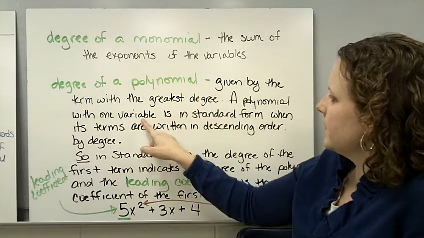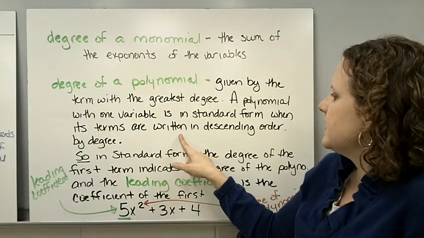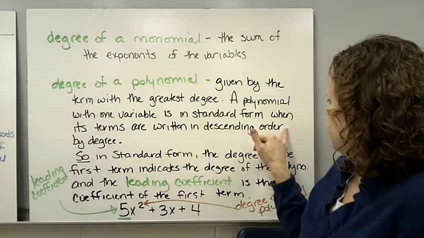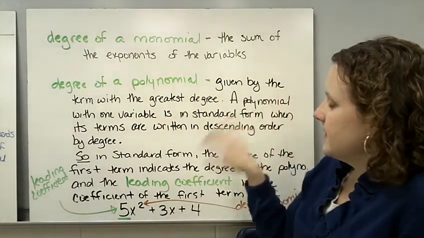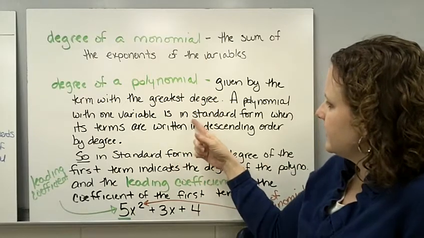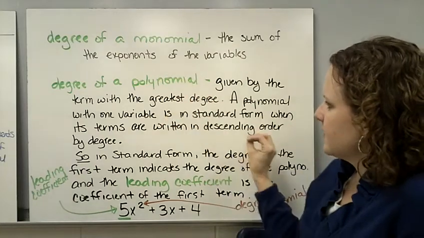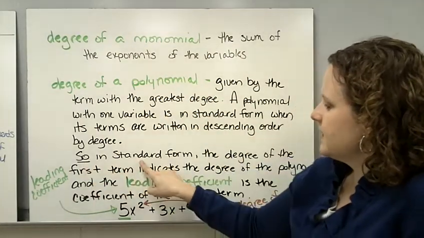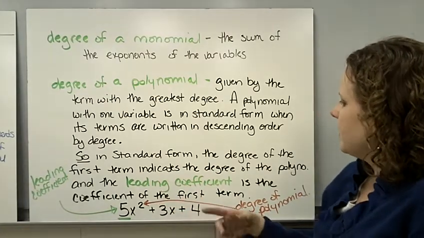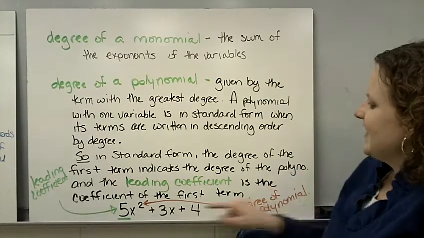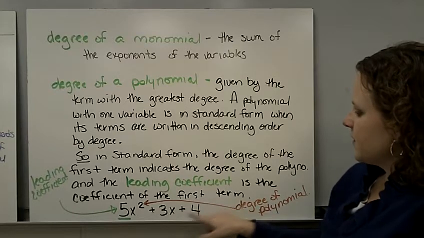A polynomial with one variable is in standard form when its terms are written in decreasing order by degree. So a polynomial, a bunch of terms, the same variable in each term. Standard form means it's like x squared, x to a constant, descending order. So in standard form, the degree of the first term indicates the degree of the polynomial. And the leading coefficient is the coefficient of the first term.